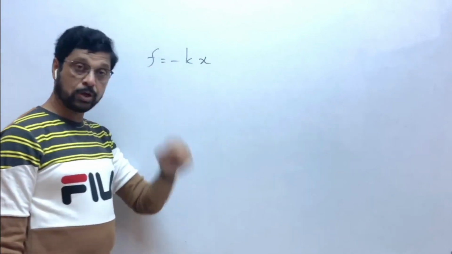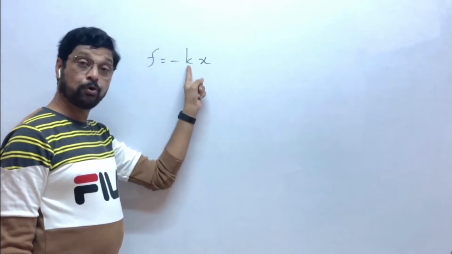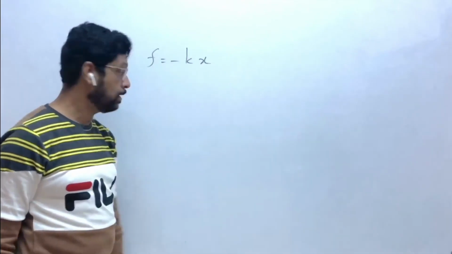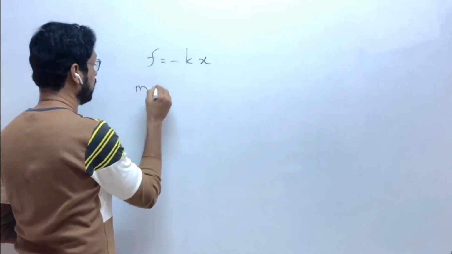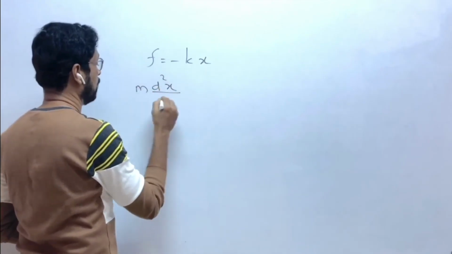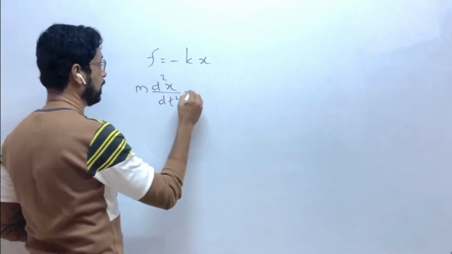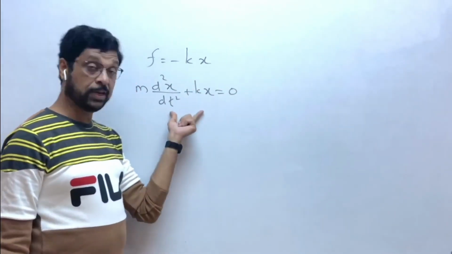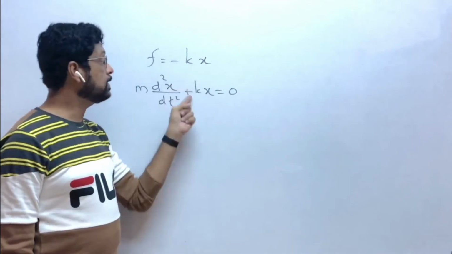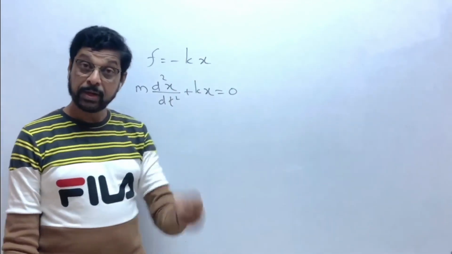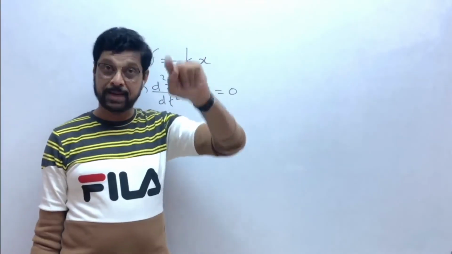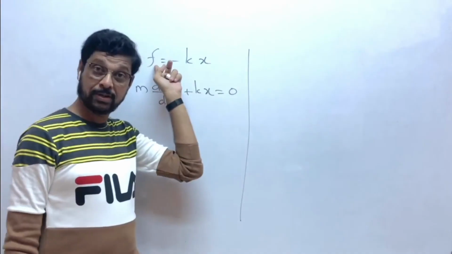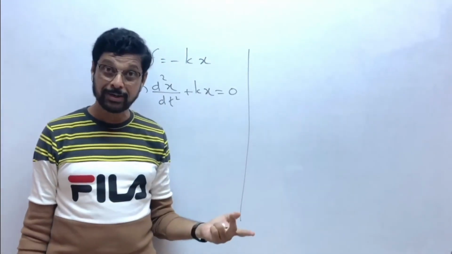F is the restoring force, K is the force constant, and X is displacement from the mean position. And the differential equation of SHM was m d2x by dt square plus kx is equal to 0. This is the differential equation of SHM. This is linear SHM. If it is angular SHM, then in place of force, it will be torque.